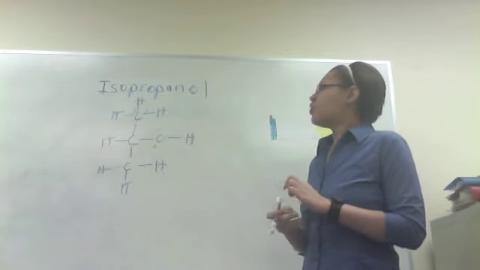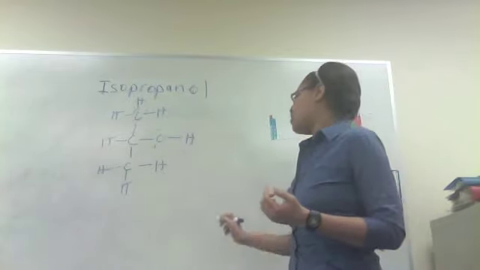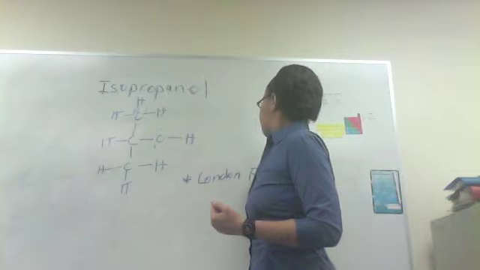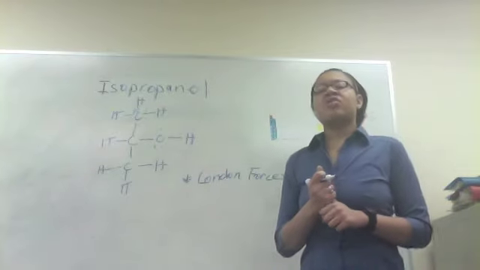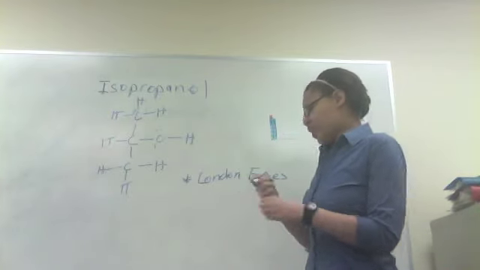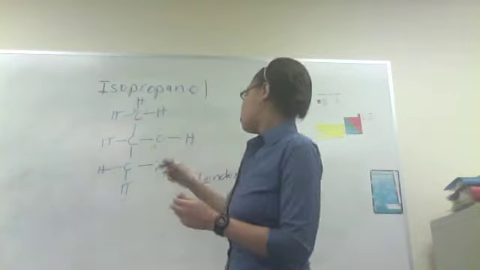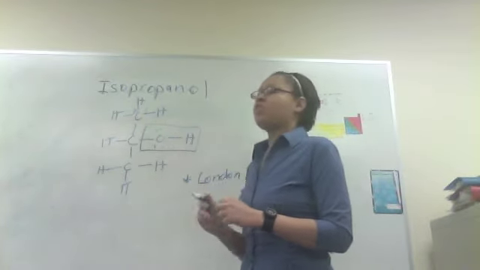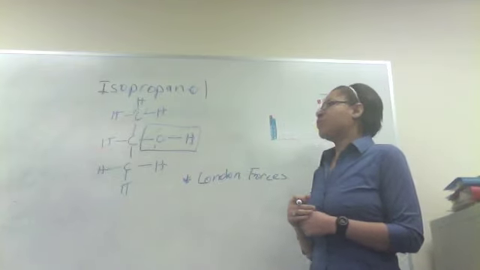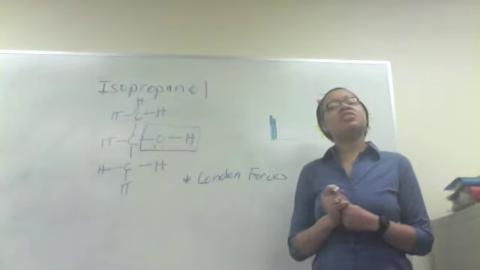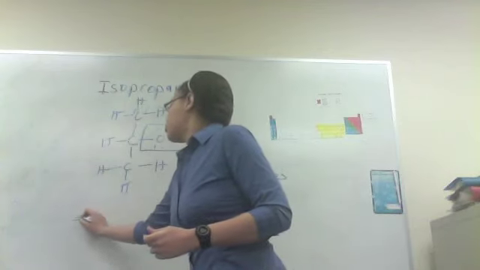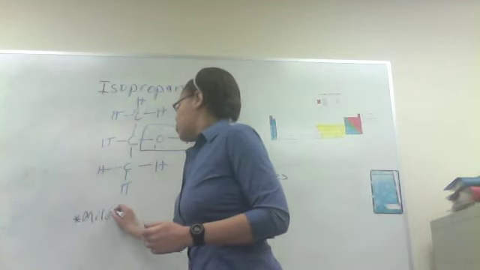So for isopropanol, we're going to have, of course, London forces because all molecules have London forces. Okay, so the next thing you want to check is to see if this molecule is polar. So we certainly have a polar bond. The oxygen-hydrogen bond, the OH bond, is polar. But will the whole molecule be polar? Well, it's hard to decide, but take my word for it. Isopropanol is moderately polar, or mildly polar.